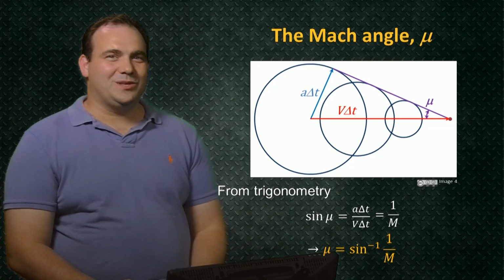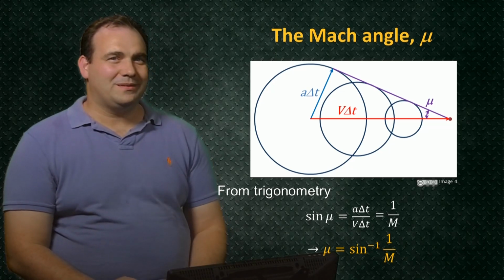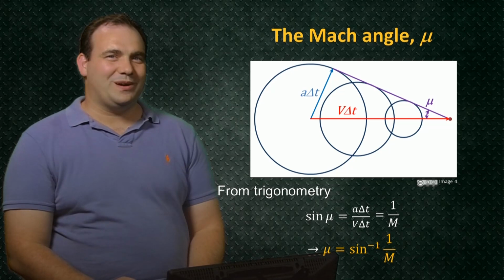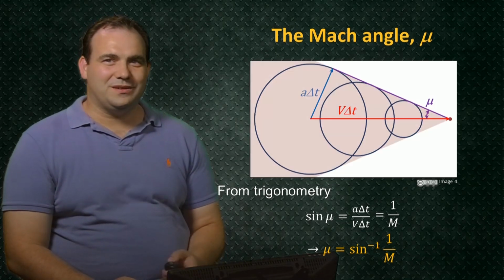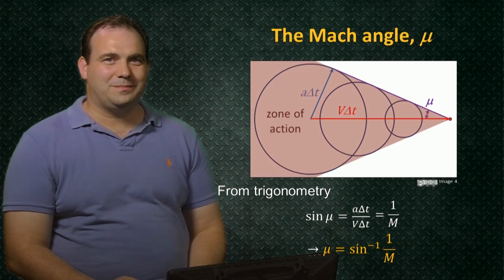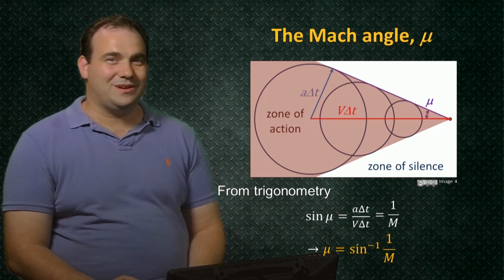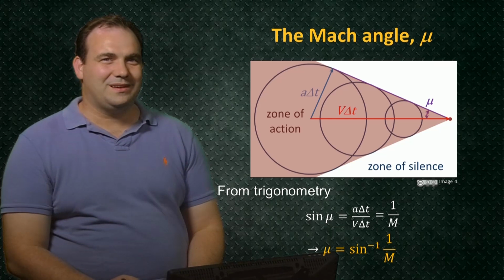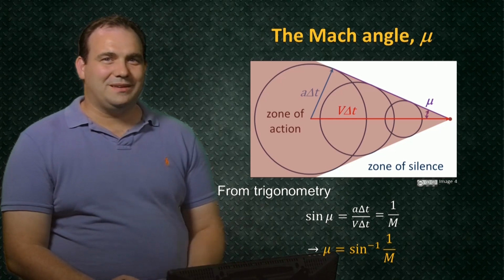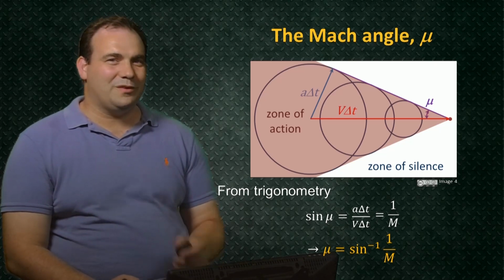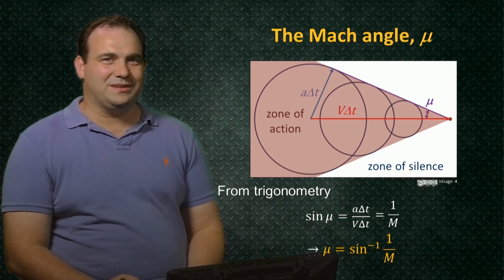You can only hear a supersonic vehicle within the Mach cone, as this is where all the sound waves are present. Hence, it's also known as the zone of action. Outside of the Mach cone is known as the zone of silence for obvious reasons. This implies that you can only hear a supersonic object after it's already passed your location, which you can experience firsthand if you witness a supersonic jet flyby.